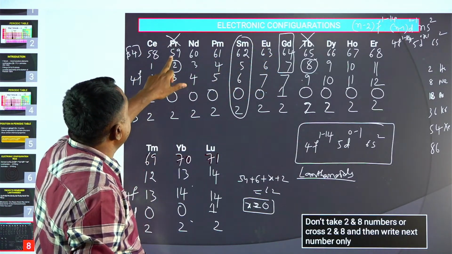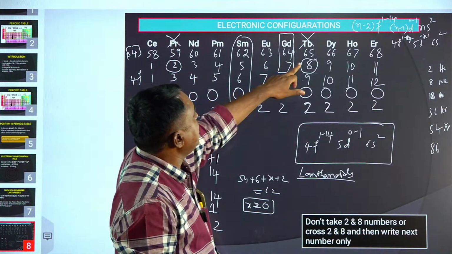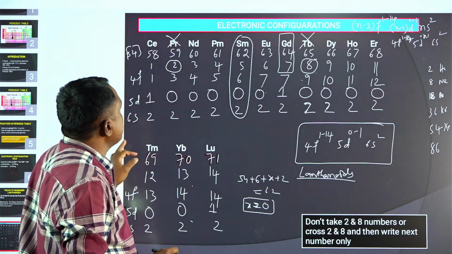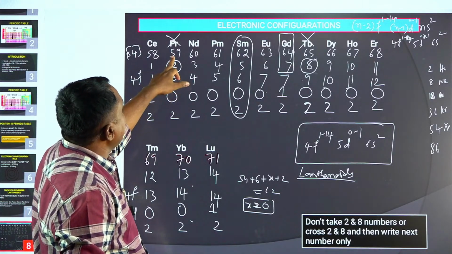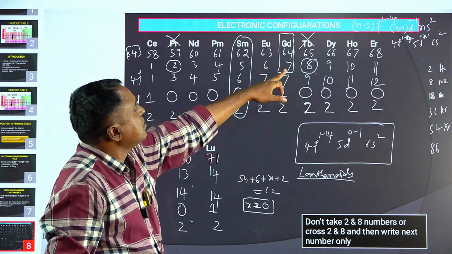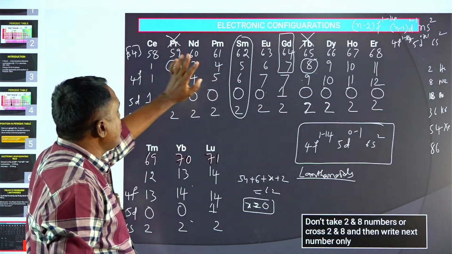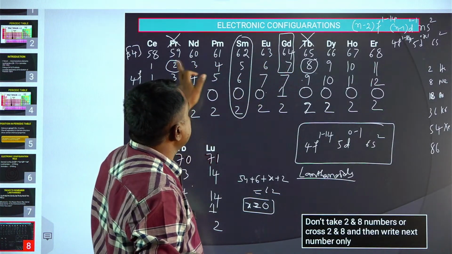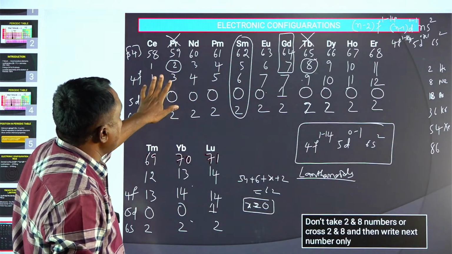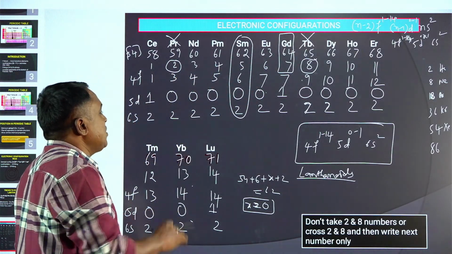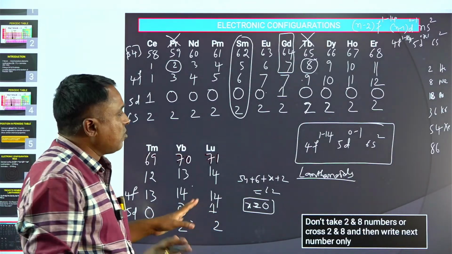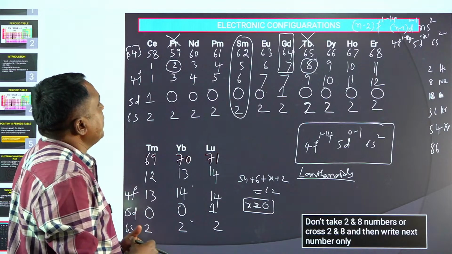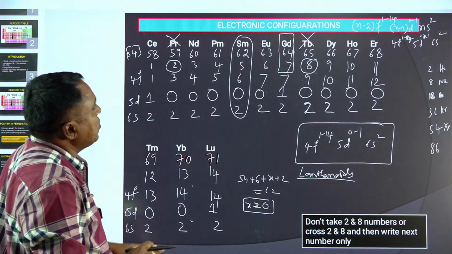So 2 is the praseodymium and 8 is the terbium. These two atomic numbers, 59 and 65. You cross these two, second element and 8 elements. You cross these 2 and 8 elements and then write the next elements. After that you will get the electron configurations in this way. So this is the electron configurations of the lanthanides.